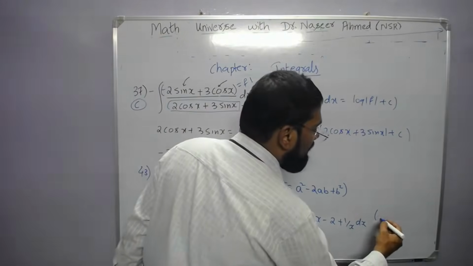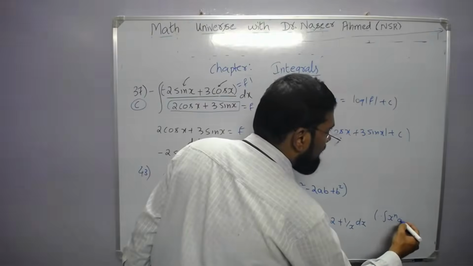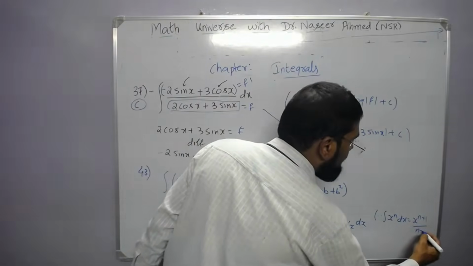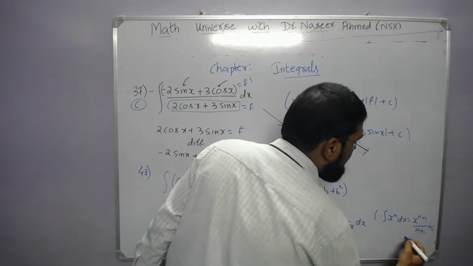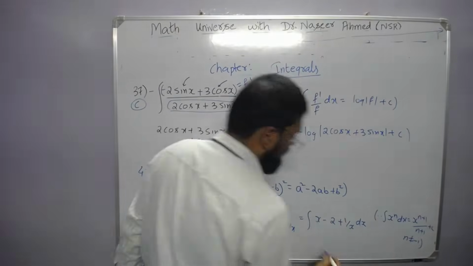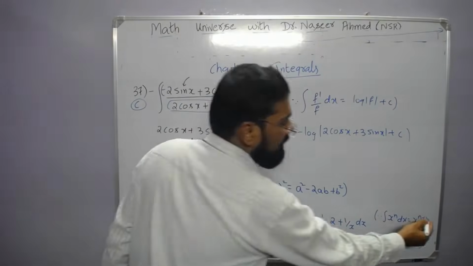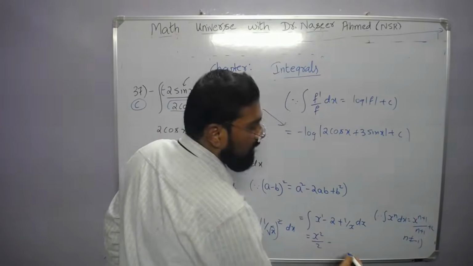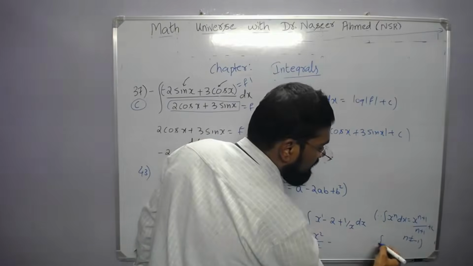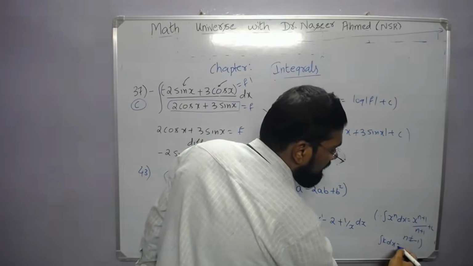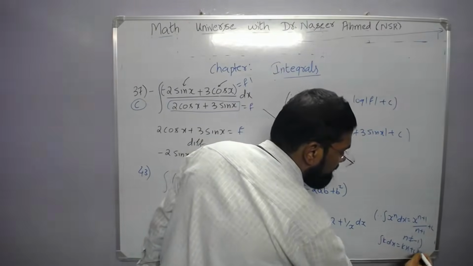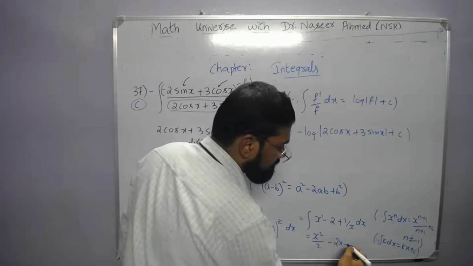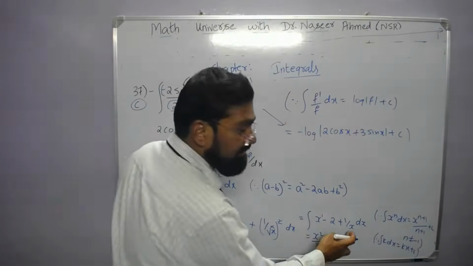Now integration of x. Recall the formula. What is integration of x power n with respect to x? It is x power n plus 1 divided by n plus 1 plus c, where n is not equal to minus 1. Power of x is 1 here. So put here 1 plus 1 will be 2, divided by 2. Minus, what is integration of constant k? It is kx plus c. So integration of 2 will be what? 2 into x, plus integration of 1 by x is what?